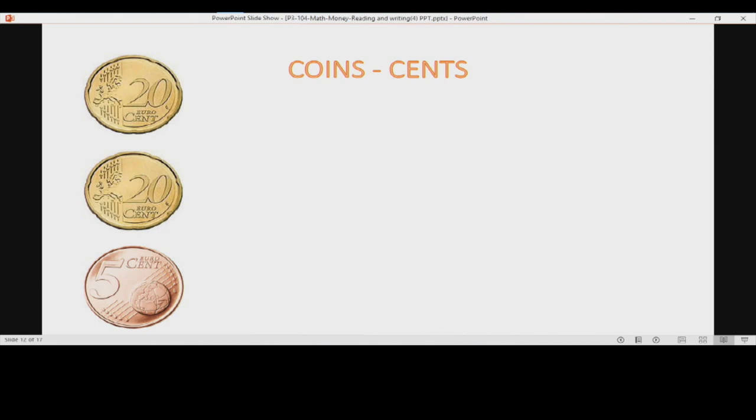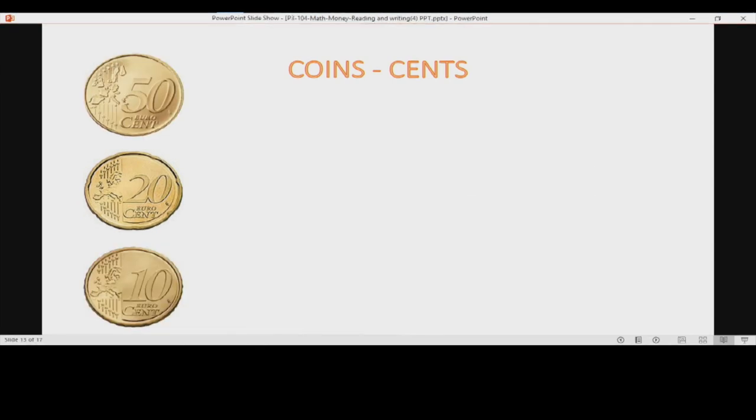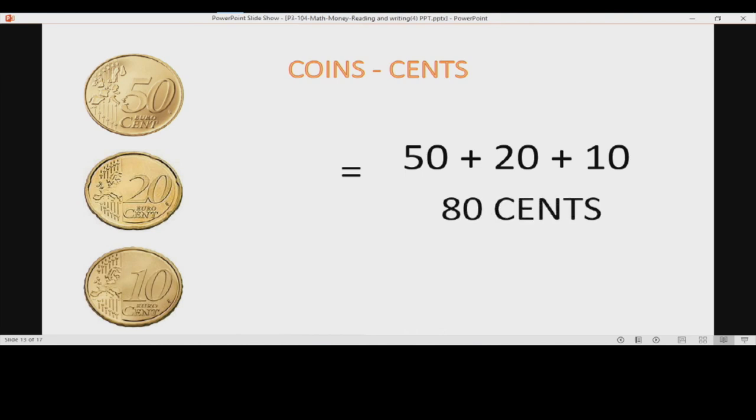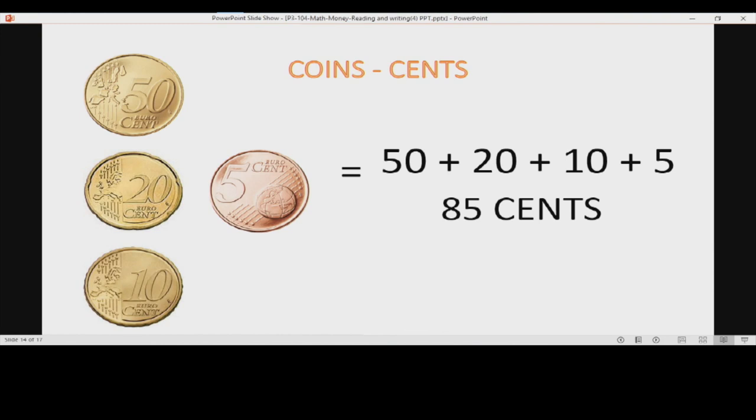How many cents can you see in the picture now? 45 cents. 20 plus 20 plus 5 equals 45 cents. Excellent. And now, how many cents in the picture? 80 cents. 50 plus 20 plus 10 equals 80 cents. How about now? We add another coin. Another coin worth 5 cents. 85 cents. You see, it's just the same mathematical equation of adding, but we're using the currency too.